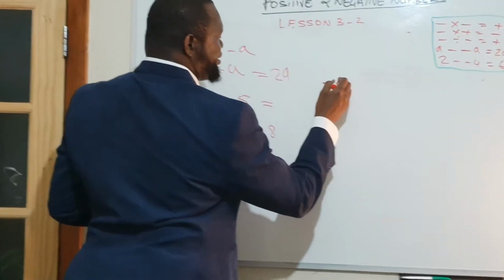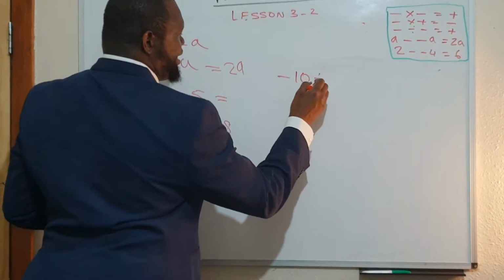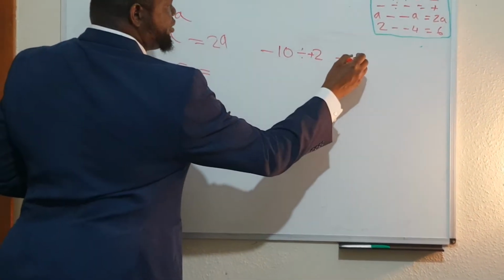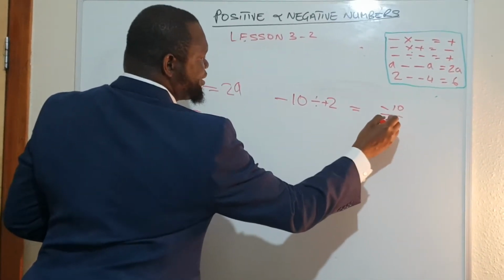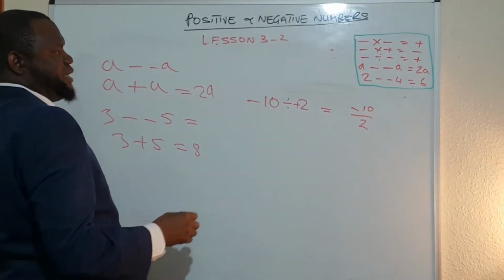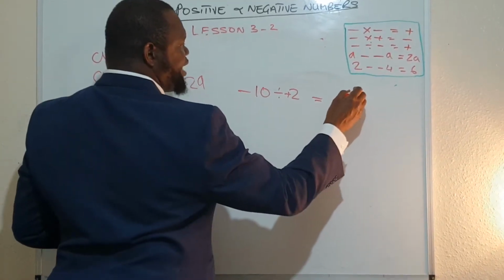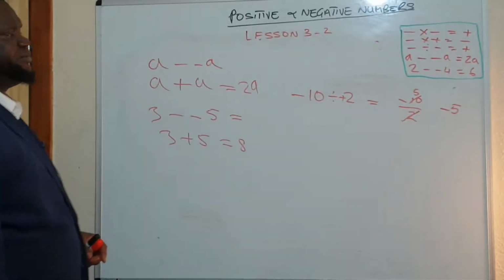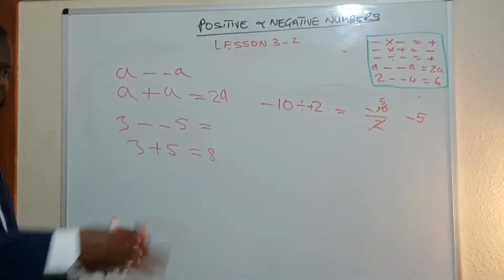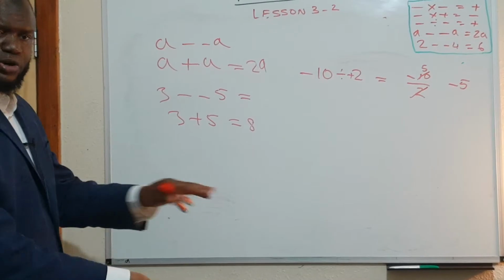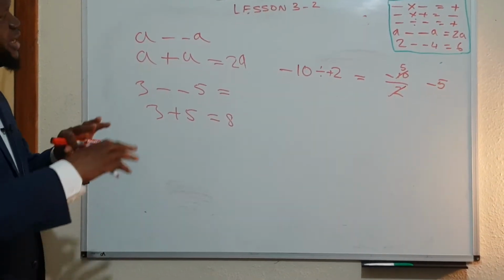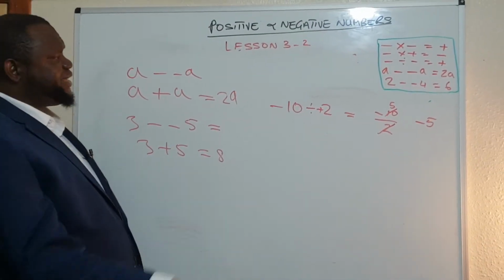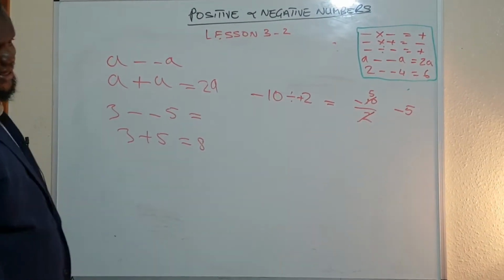Yes. Minus 10 divided by positive 2 is equal to minus 10 over positive 2. Okay? So this can go into that 5, and you are left with minus 5. So it's the same thing. When you divide positive and negative, wherever they are, it will always be negative. Positive divided by negative will be negative. Negative divided by positive will always be negative.